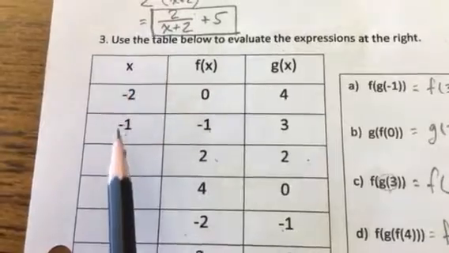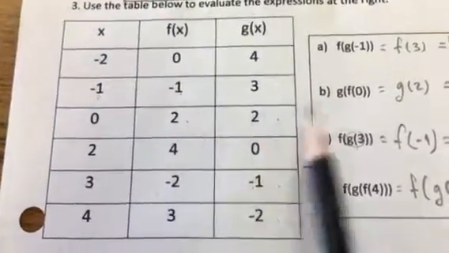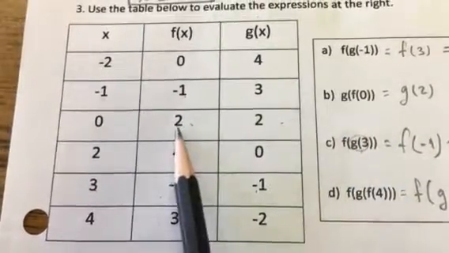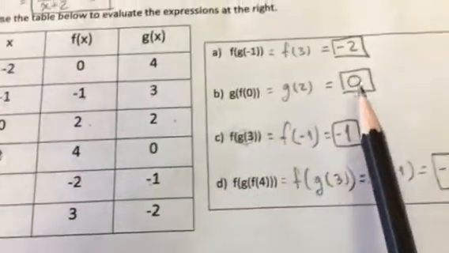All right, so f of 0, there's 0 in the input column. F of that is positive 2. So I want g of positive 2. There's 2 on the input column. G of that is 0. This equals 0.